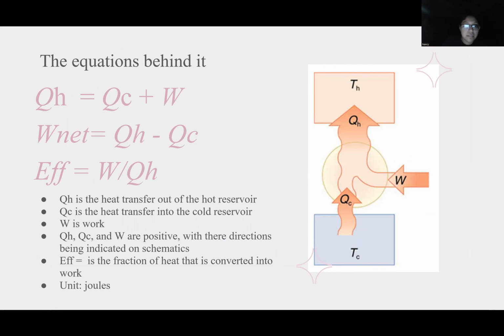The equations behind it: QH equals QC plus W, W net equals QH minus QC, efficiency equals W divided by QH. QH is the heat transfer out of the hot reservoir. QC is the heat transfer into the cold reservoir. W is work. QH, QC, and W are positive, with their directions being indicated on schematics. Efficiency is the fraction of heat that is converted into work, and the units are joules.